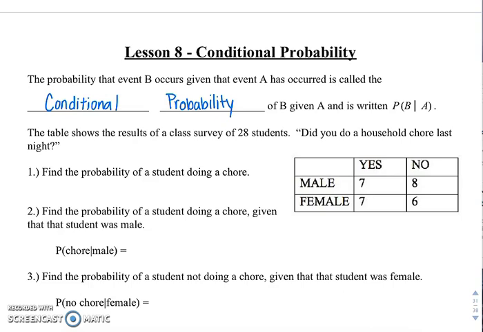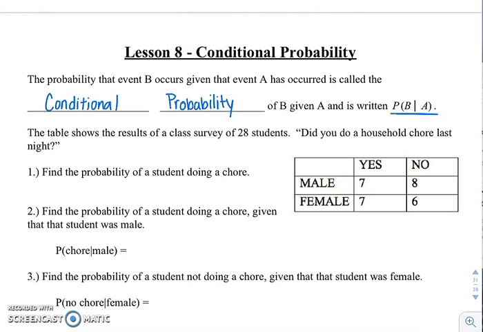The probability that event B occurs given that event A has occurred is called the conditional probability of B given A. So it's written as probability of B given A. So you're not finding the probability of two events happening. You're finding the probability of one event happening given something else has already been done or taken place.